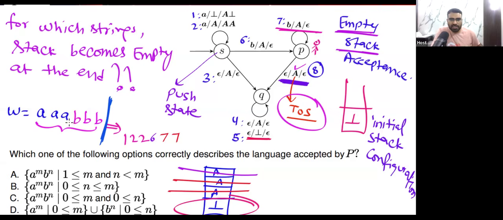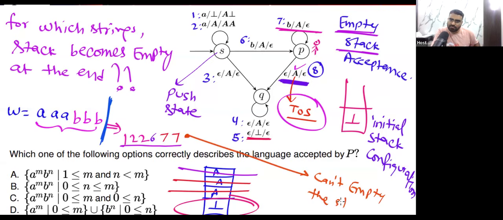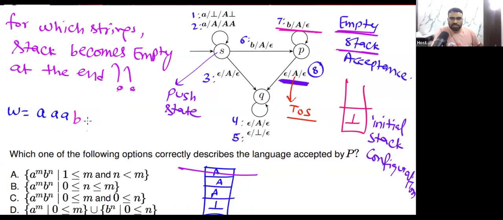Yes or no? That is the reason I am saying that after 1, 2, 2, 6, 7, 7, now you cannot take transition 8. I cannot take transition 8. At this point I can say I can't empty the stack. Do you agree with me? So this string will not be accepted. Is this point clear?